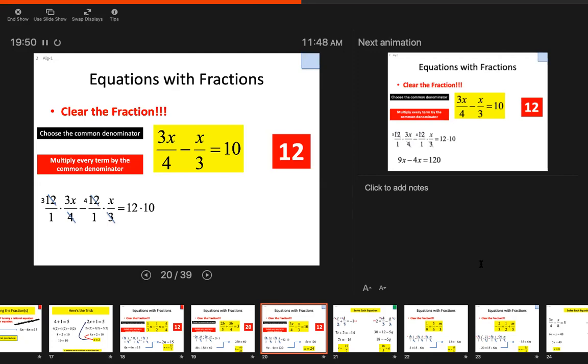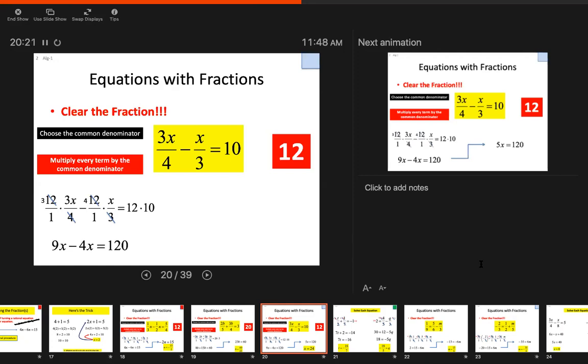Well, 12 times 10 is easy. 3 times 3x? No, 9x. 4 times x, and it's a minus, so minus 4x, 12 times 10 is 120. You tell me, look at what we started with, and look at where we're at. Which one do you want to solve? Clearly, the second one is ridiculously easy to solve. The first one, I don't even know what to do. It doesn't even make sense to me.